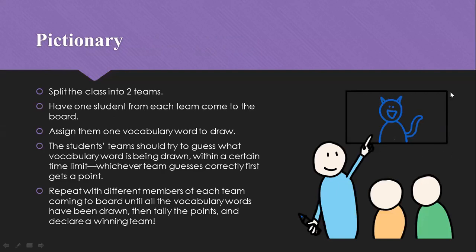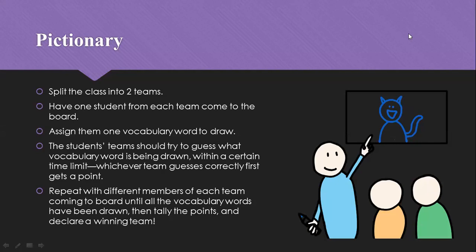And the second one is Pictionary. It is also a very important activity for vocabulary. The teacher divides the class into two groups, and each member of a group goes to the board and makes a drawing, and the students guess the vocabulary word of the picture which the student has drawn on the board. Split the class into two teams, have one student from each team come to the board, and assign them one vocabulary word to draw. The student's team should try to guess what vocabulary word is being drawn.